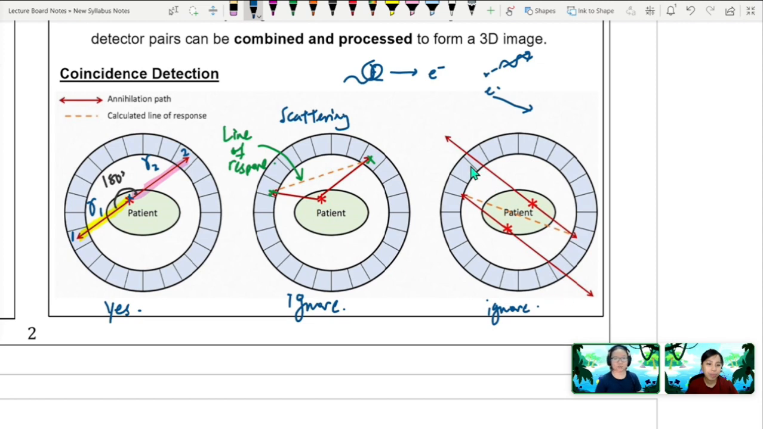The second one, we also ignore. The interesting thing about the second one is we have two nuclei decaying at the same time. So basically, we have two annihilation events happening together. This is because of the random nature. If you studied the previous chapter in nuclear physics, you understand that all nuclear reactions are random. So this one is due to the random nature of radioactive decay.